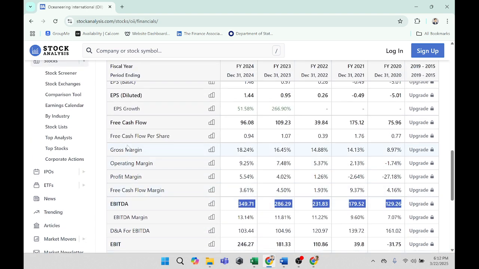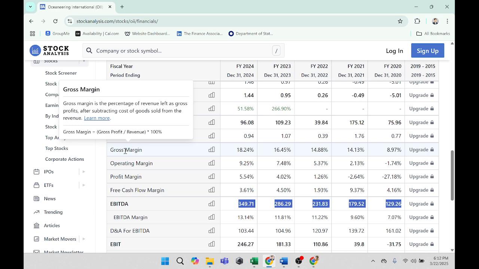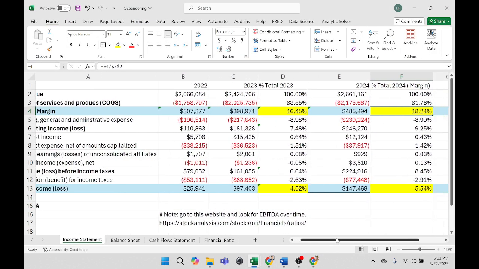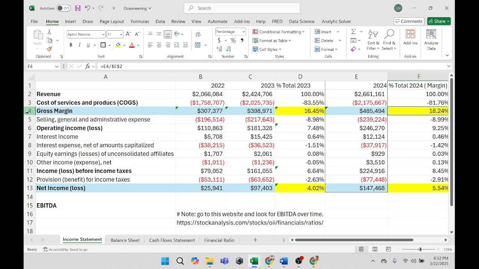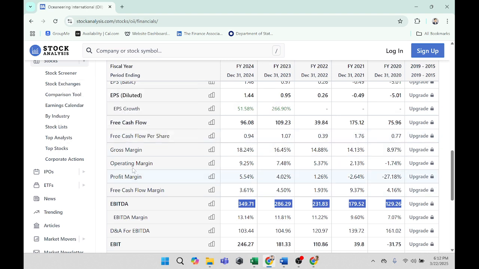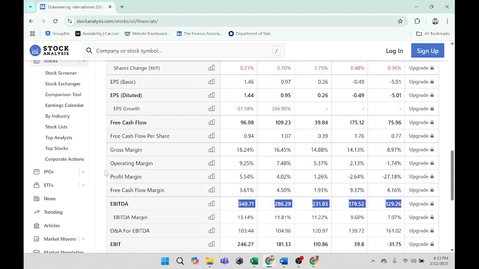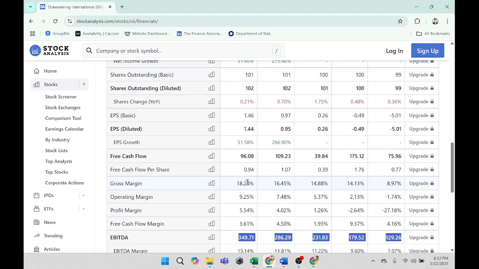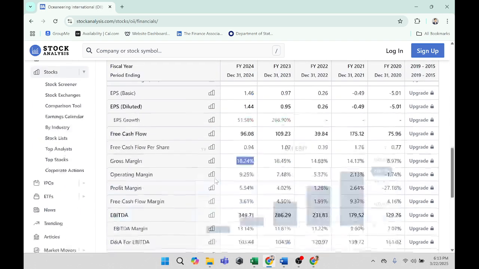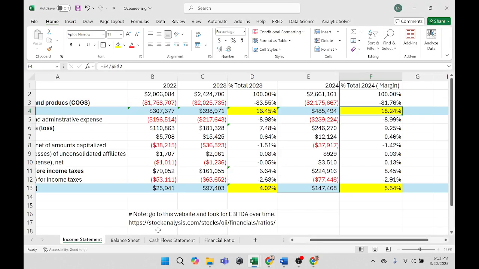So remember gross margin, right? We computed those. What do we say? We say it is gross margin. You guys remember right here? Gross margin, we computed that to be 1824. You guys see in this website that the gross margin for 2024 is also 1824. So this website has some pretty good data that you could reference.